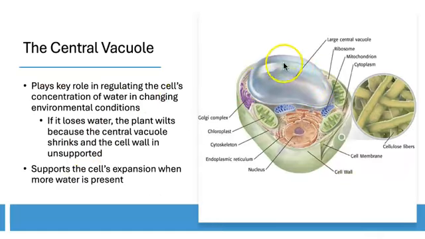Now let's talk about that large vacuole in our plant cells. This has an important role in regulating our cells' concentration of water in a changing environment. So if it loses water, the plant is going to wilt because that central vacuole shrinks and the cell wall therefore is unsupported. So its role is to support that cell's expansion when more water is present.